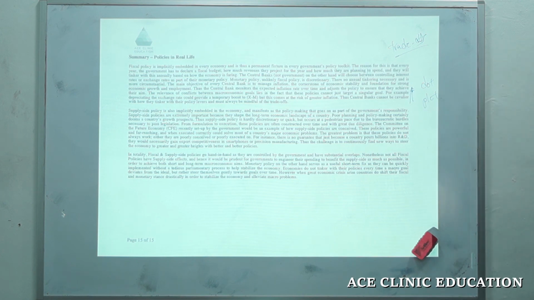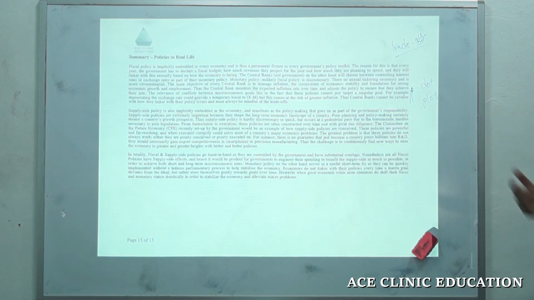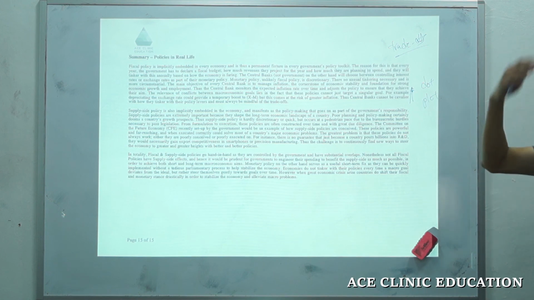Okay. So what I'm saying is the central bank cannot be cavalier, because what they do will always have impacts on other sides of the economy. Supply side policy is implicitly embedded in the economy. What I was telling you just now is, almost every day you open a newspaper, there is supply side policy. They just don't call it supply side policy, but it's there. The government is always doing new things. So it's not as ad hoc as you think, it's always there.